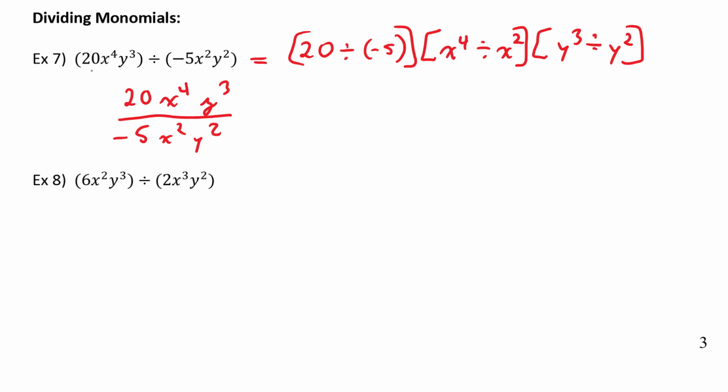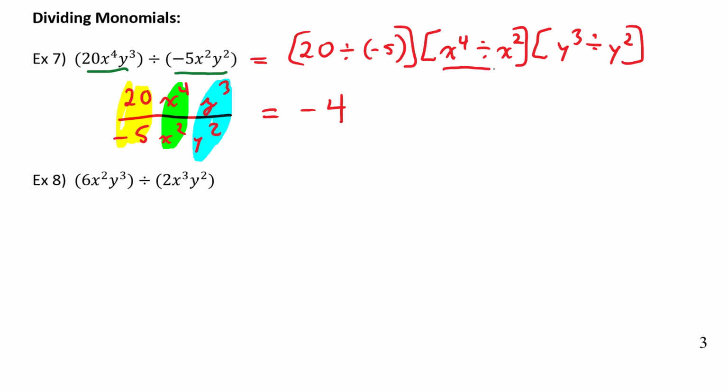Why? Because these are two separate terms. Those whole things are terms. Now we can examine the coefficients, the x variables, and the y variables. What we can do, we can simplify. What's 20 divided by minus 5? That's going to be minus 4.